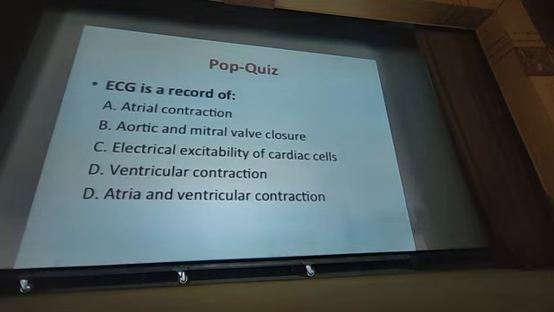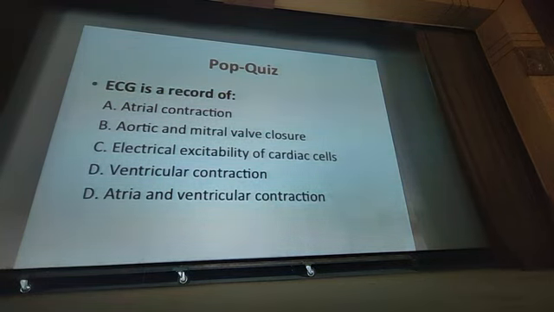This quiz: ECG is a record of atrial contraction, aortic and mitral valve closure, ventricular contraction, electrical excitability of cardiac cells, ventricular contraction, or atrial and ventricular contraction. Which one of them? It can be none of them, okay? Which one? C, electrical excitability.